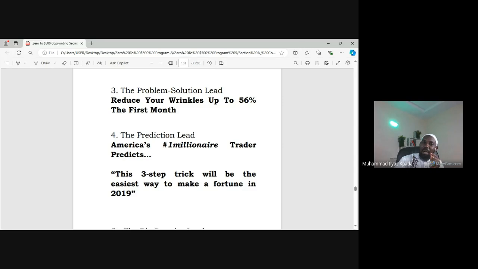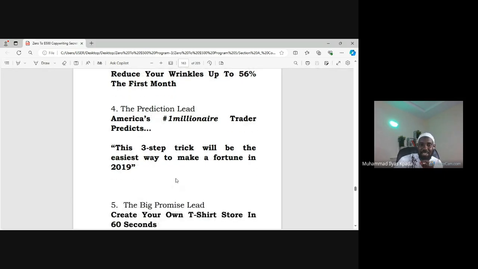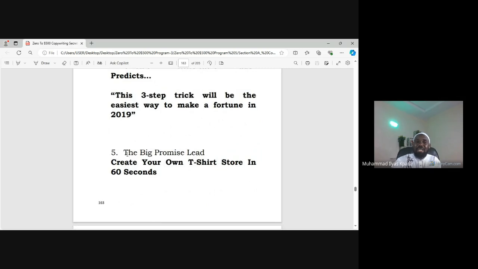The next thing is the prediction lead, right? America's #1 millionaire trader predicts this 3-step trick will be the easiest way to make a fortune in 2019. This is the prediction lead. This type of headline, you are going to find especially in the stock market. This is where you find this type of headlines, right? Then the next thing is the big promise lead. Create your own t-shirt store in 60 seconds. This is a big promise lead.